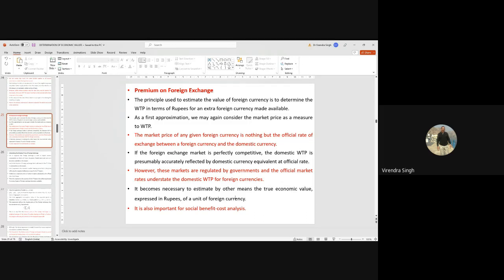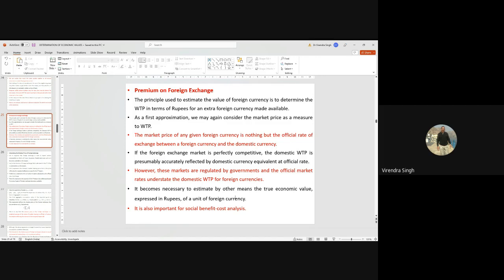Another resource which needs to be appropriated: the price of the good or service needs to be adjusted, as with foreign exchange. Foreign exchange means the foreign currency which is needed or generated by project activities. Premium on foreign exchange: the principle used to estimate the value of foreign currency is to determine the willingness to pay in terms of rupees for an extra unit of foreign currency made available.